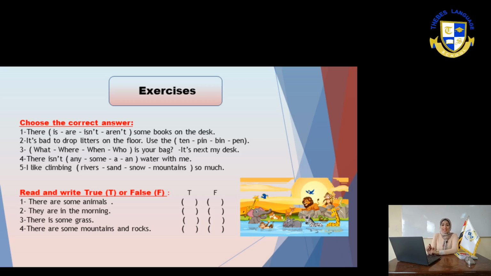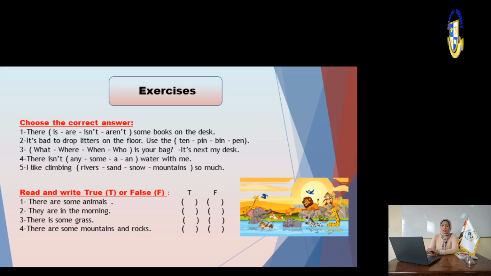Yes, correct, it's any, because it's a negative sentence. I have is and not. Correct answer. Number 5, I like climbing rivers, sand, snow, mountains so much. So what do we climb? Yes, correct, it's mountains. Thank you. That's for the choose answers.